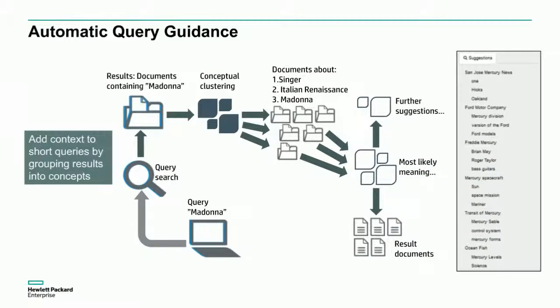Now, we've talked about using clustering to organize and enrich results, but it can also be used to provide suggestions for a query. In IDOL, automatic query guidance automatically groups search results into dynamically generated categories so users can quickly narrow down a search set. For instance, a search for Madonna would create clusters of the singer, the religious icon, and other relevant categories, and the user can then select from there which cluster is relevant to their search.